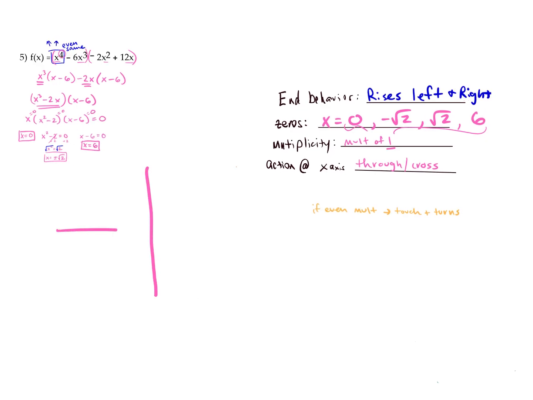So I'm going to start by putting my zeros on my graph. I have a point at 0, a point at negative square root 2, which is just going to be a little bit less than negative 1, in between negative 2 and negative 1. Square root 2 is going to be in between 1 and 2, and then 6. 1, 2, 3, 4, 5, 6. Now our end behavior, we said it rises to the left and rises to the right. So out of my point farthest to the left, I'm going to have an arrow that goes up. And out of my point farthest to the right, I have an arrow that goes up.